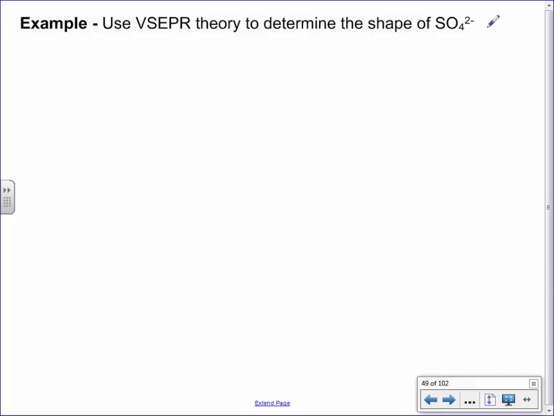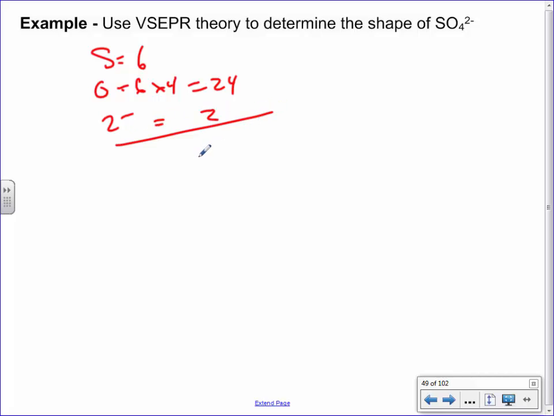Count up all the electrons. So sulfur gives us 6 electrons. Oxygen gives us 6 electrons, but we need 4 of them, so that's 24. And then there's a 2 negative charge, so that gives us 2 more electrons. Grand total, when we're done, how many electrons do we need? 32. That's step 1. That makes sense?